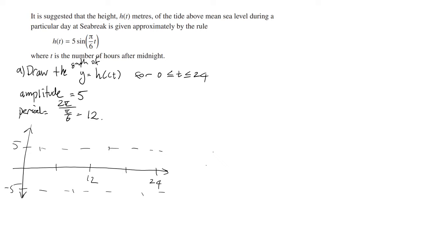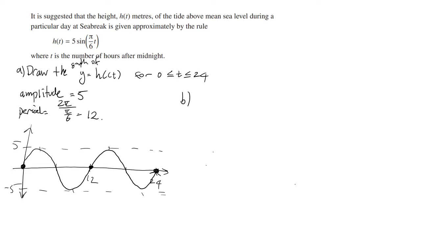So let's draw it. The graph will look somewhat like this. Okay. Because it's a sine graph, it starts at the origin. Then it does 1 full cycle by the time it reaches x equals 12. And it does 2 cycles at x equals 24. Okay, that's part A done.